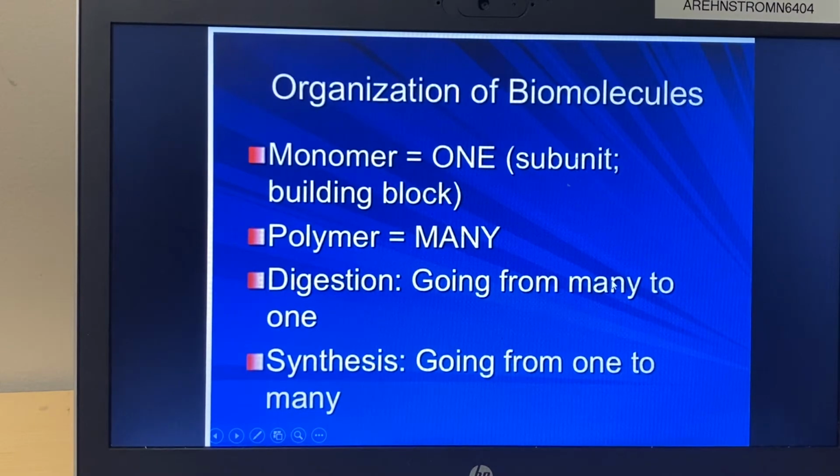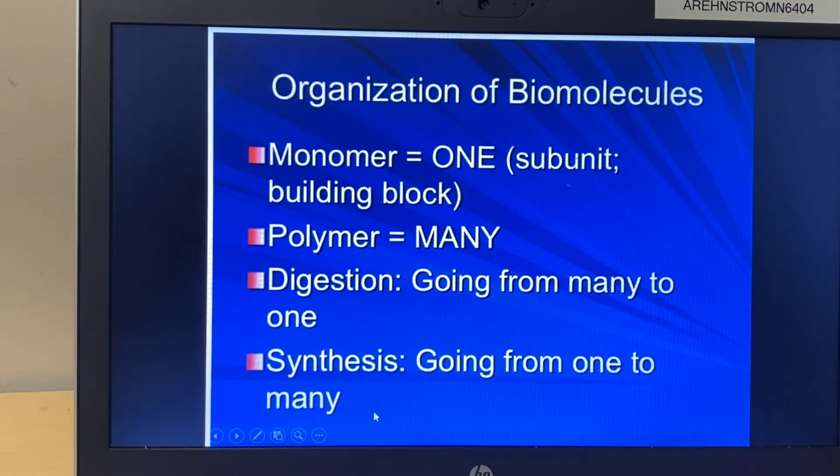So when I say going from many to one, that means taking one polymer and digesting it so there are actually many polymers. It's a little confusing, so I'm going to make sure that I change this so it's more clear. Synthesis is when you take monomers and put them together to produce polymers.